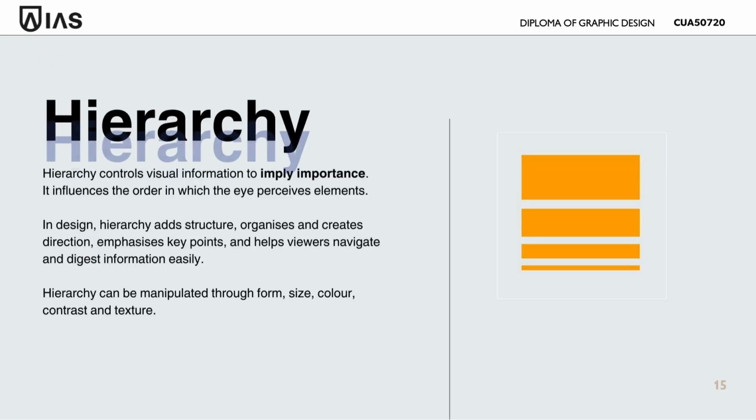Next, on to hierarchy. Hierarchy in design is about organizing content so the viewer knows where to look first, second, and so on. It shows which information is most important and helps make content easier to understand. Designers create hierarchy using different tools, such as size, color, contrast, placement, and texture. These lead us through the content in a clear and logical way.